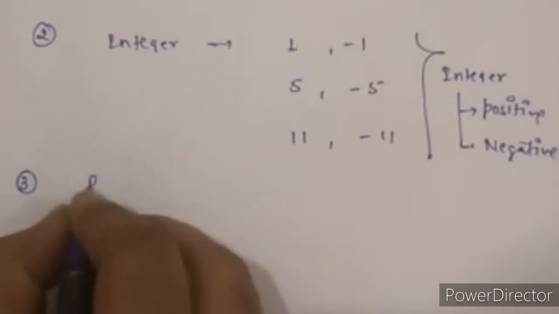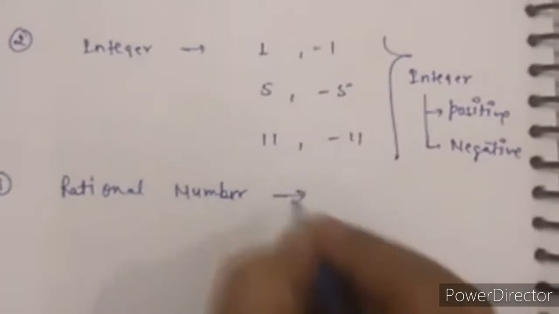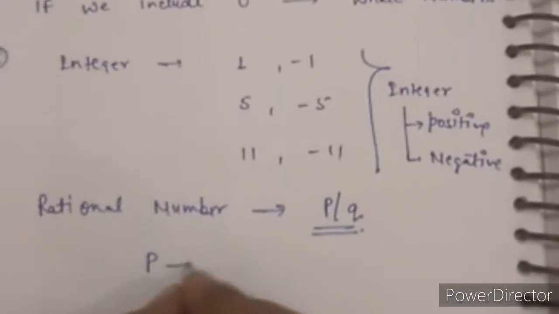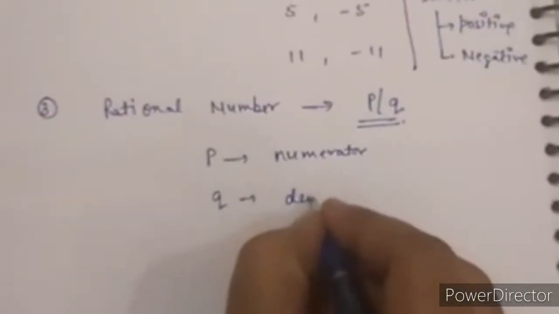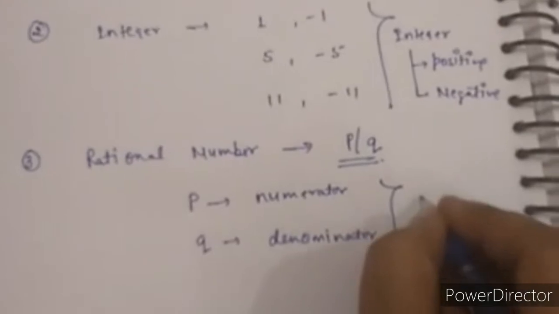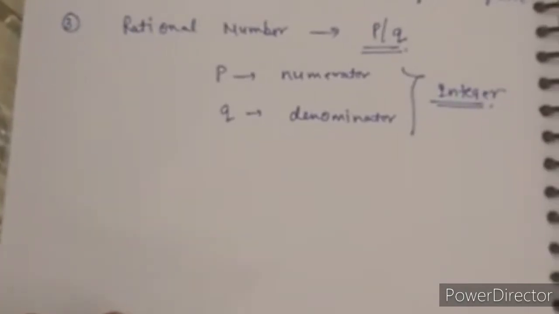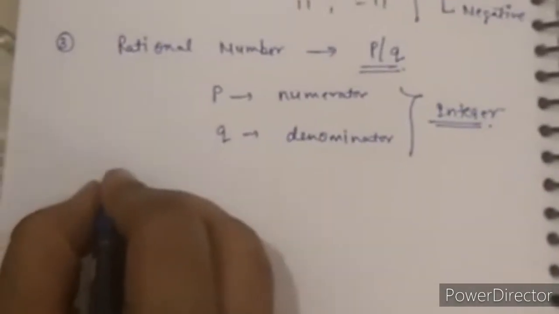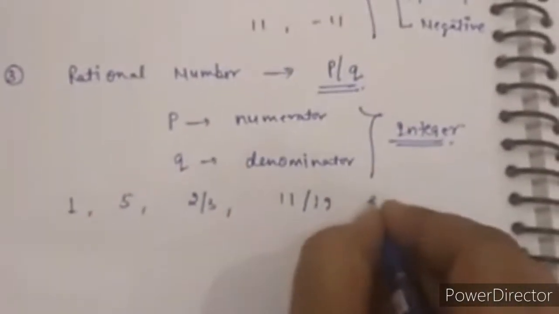Okay, in number systems you will encounter different types of numbers like, as I already said, natural numbers, whole numbers, integers. Again there is a type, rational numbers: any number which can be represented in the form of p by q, where p is the numerator, q is the denominator. The condition is both should be integers. So any number which can be represented in the form of p by q is called a rational number. Examples are 1, 5, 2 by 3, 11 by 19, etc.